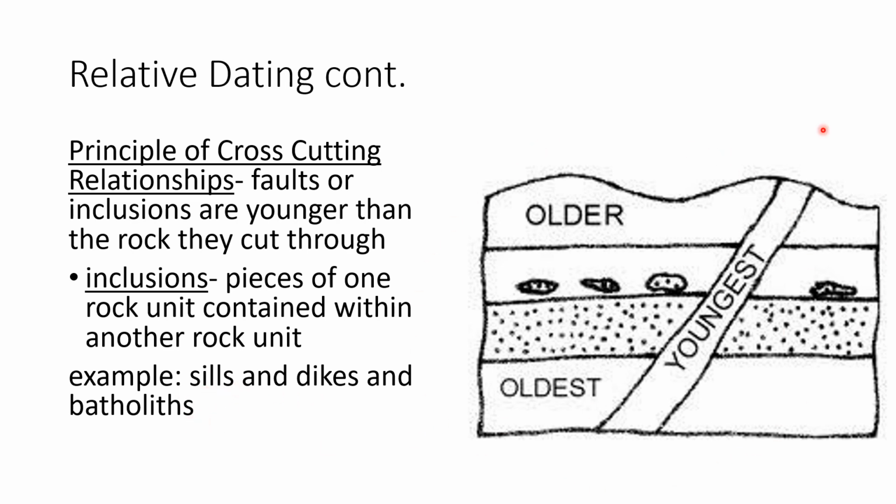In this picture here, we can use the law of superposition to tell that this layer is the oldest layer, this layer is younger than this one, and then this is an igneous dike because it cuts across the layers. This is the youngest layer because it cuts through the other layers.